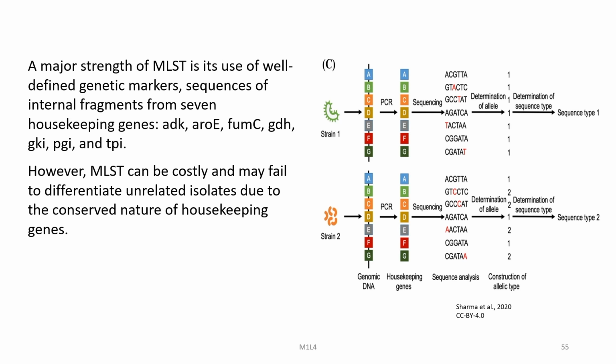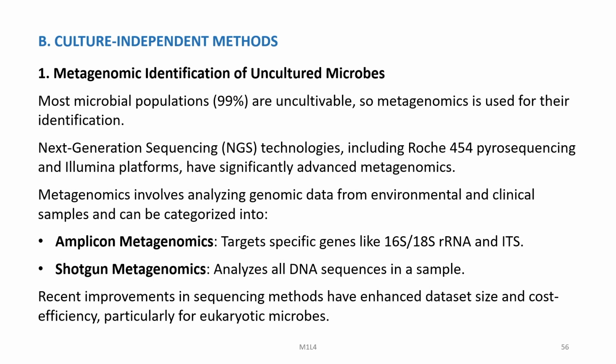So, a major strength of MLST is its use of well-defined genetic markers, sequences of internal fragments of 7 housekeeping genes as already mentioned, like ADK, AROE, and then FUMC, GDH, GKI, PGI and TPI are used. However, MLST can be costly and may fail to differentiate unrelated isolates due to conserved nature of housekeeping genes.